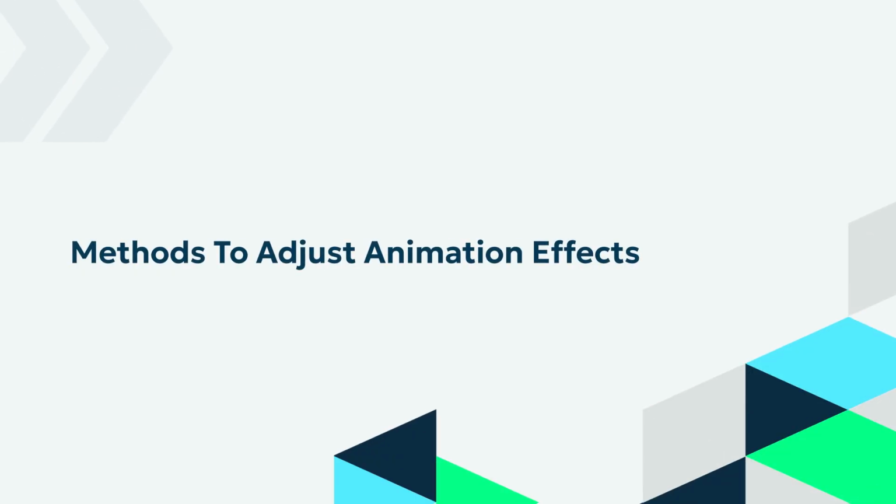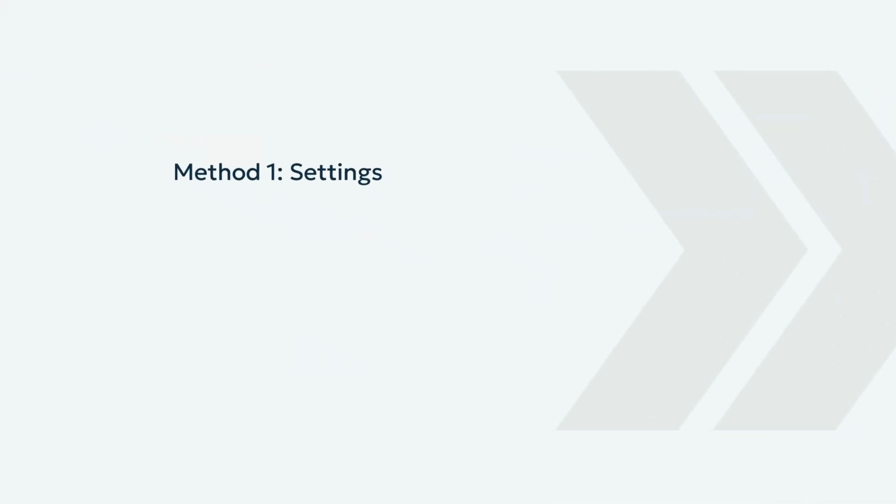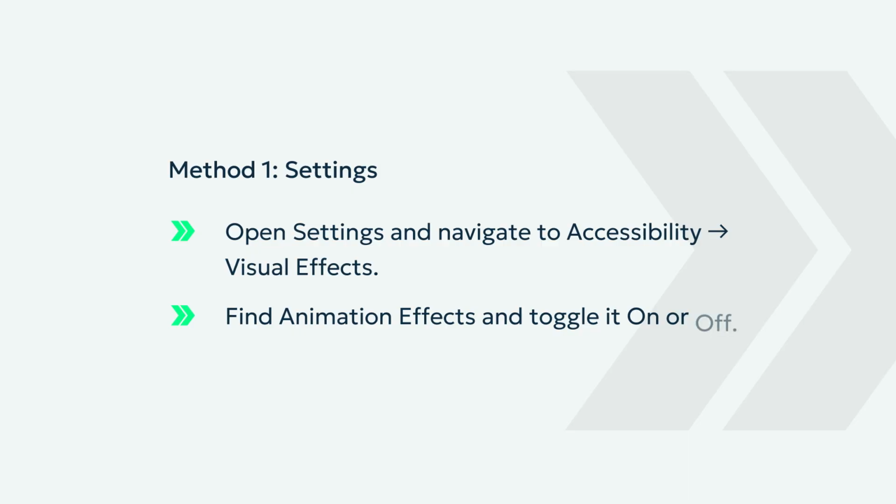Methods to adjust animation effects. Method 1. Settings. Let's start with Settings. Open Settings and navigate to Accessibility, Visual Effects. Find Animation Effects and simply toggle it on or off. The change takes effect immediately for the current user.